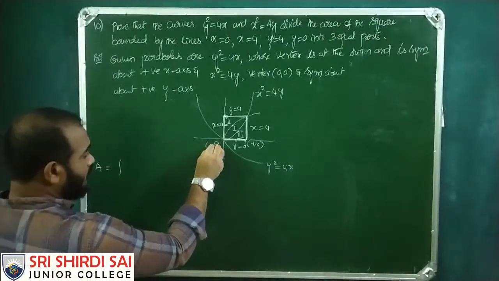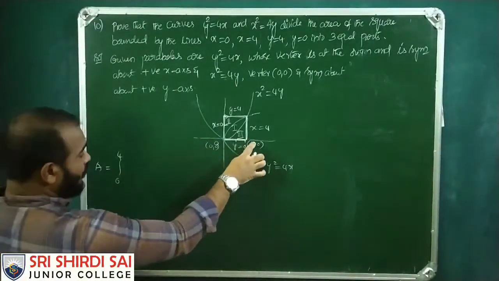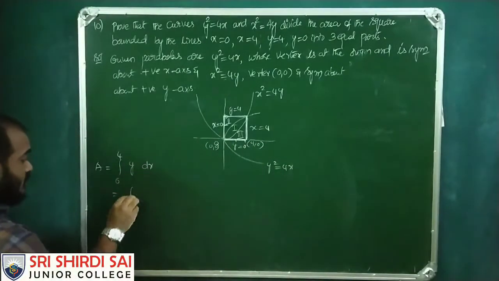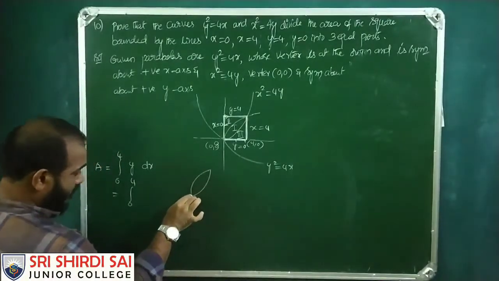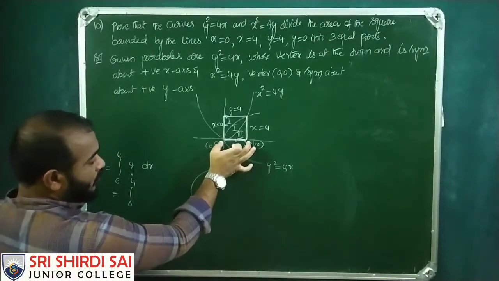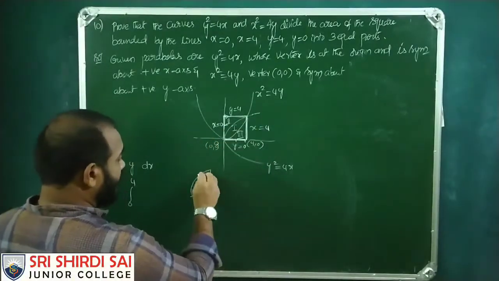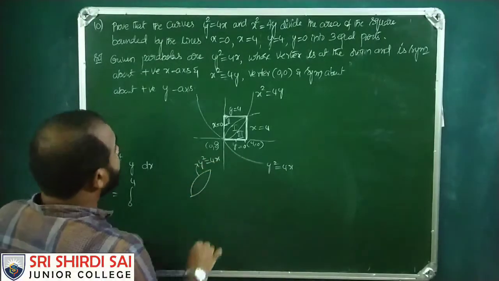This is (0, 0). So 0 to 4 are the limits of x, dx. Dx means y dx. So 0 to 4 here. With respect to the x axis, this is the upper curve. So what is this curve? This is y square equals to 4x.